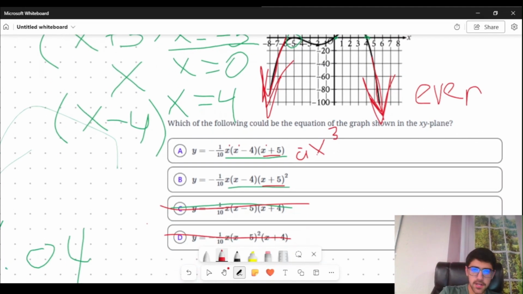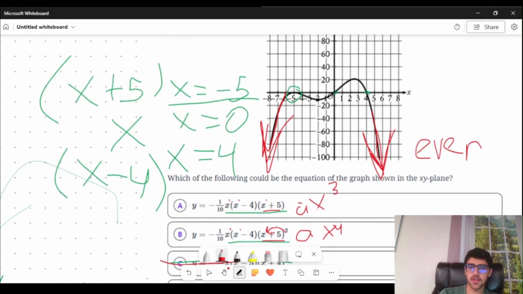So then let's look at this one. You have x to the 1, x to the 1, and then this one, there's an x squared on it. So for this one, you get a times x to the 4th, which would make sense as an even function. So if you have any questions, just let me know, because this one might be confusing.